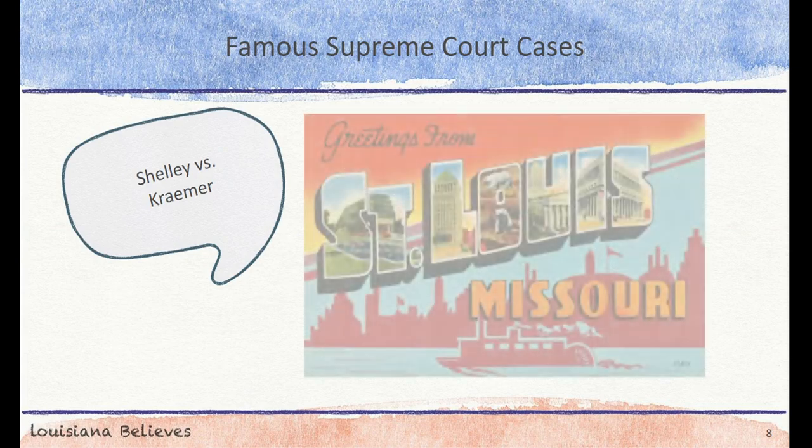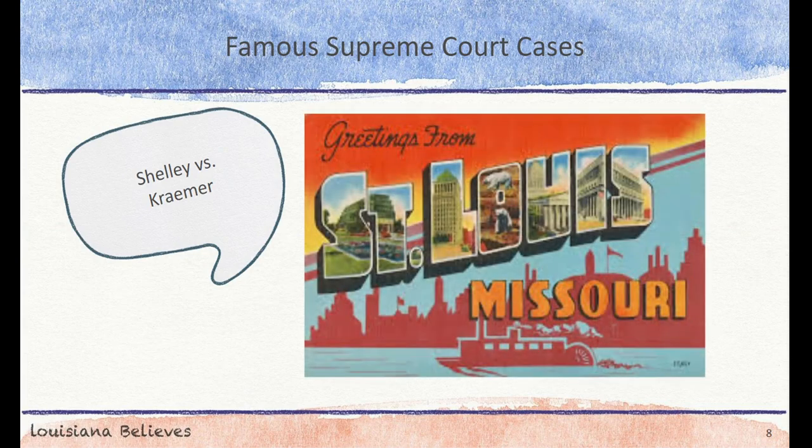Another legal case that stands out as a landmark in United States history is Shelley v. Kramer. In the 1940s, J.D. Shelley moved his wife and 6 children to St. Louis, Missouri, to escape the racial inequalities they felt in Mississippi.